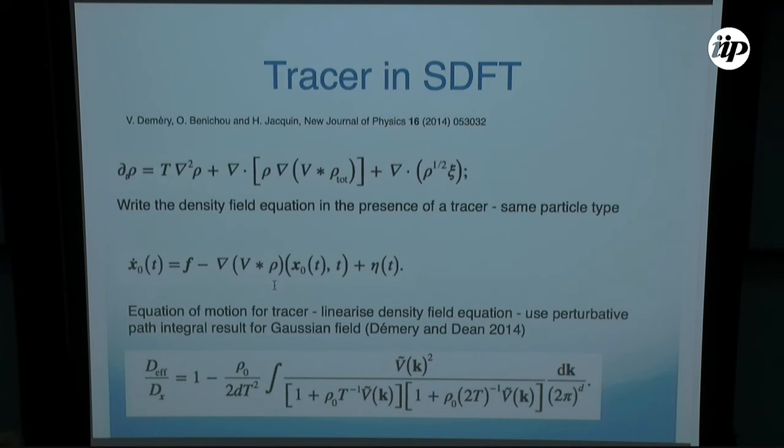So then they said, okay, we look at this theory here. We look at the dynamical equation for the tracer particle. This is just interacting with all the other particles. So it's just a convolution of the gradient of the potential, and it has a noise. And they wrote a paper.